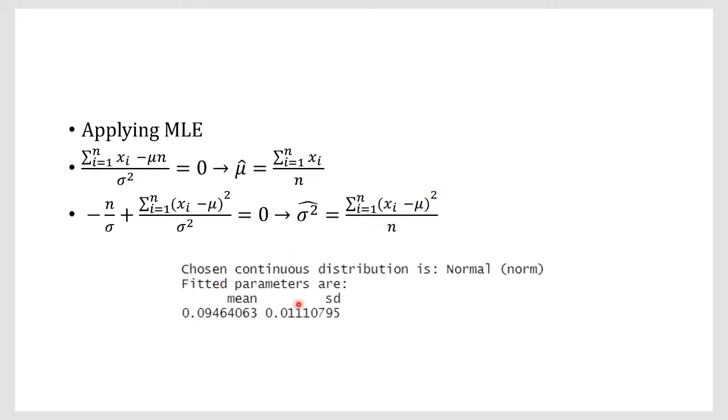And in R, we obtain that the normal fitted parameters are 0.094 and 0.01 for the mean and for the standard deviation.